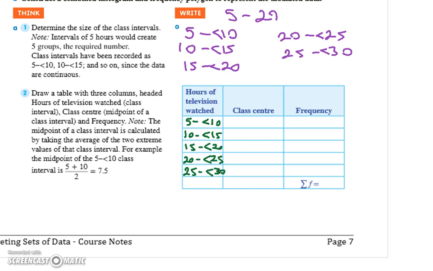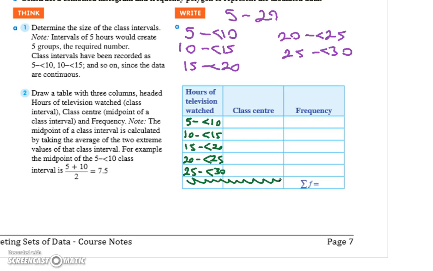Did I miss one? No, that's right, because I've got the sum down the bottom. I thought maybe I should have done 0 to less than 5, but no, they've got the sum down the bottom, so I don't think I've got to put anything in there. But that's all right. All right, class centers is the next column.